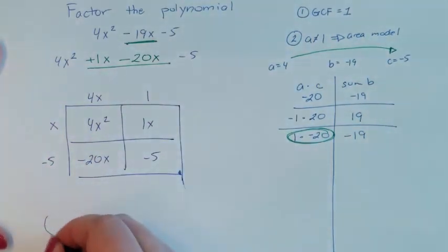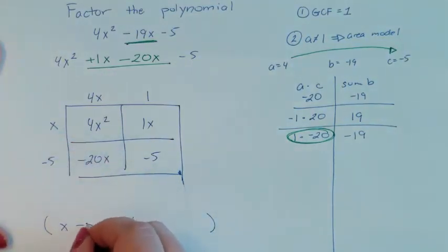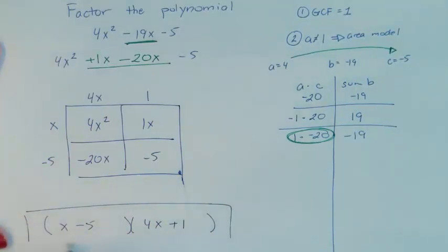So I found no GCF, but my area model will tell me the 2 sides. So x minus 5 and a 4x plus 1. So these 2 parentheses are your factors.